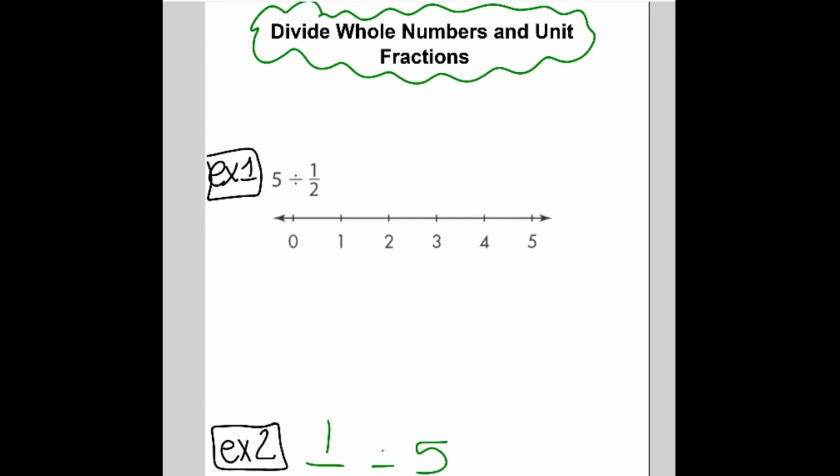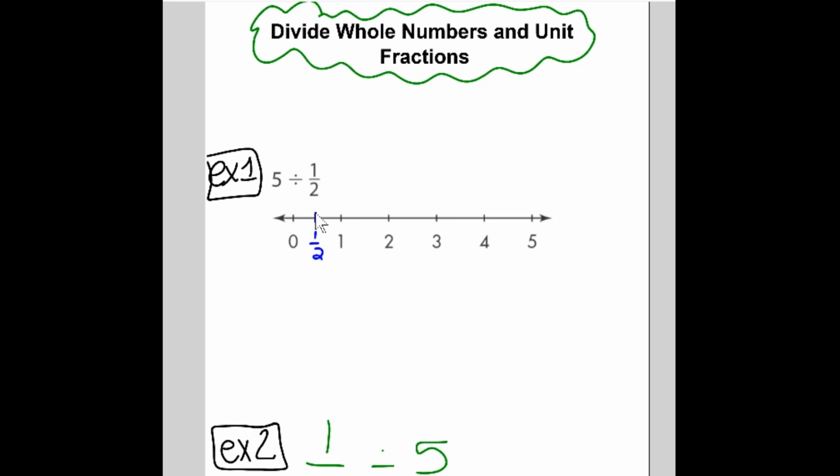All right, Super Friends, we are going to divide whole numbers and unit fractions. If it has a number line, I'm going to show us how to use the number line, and then we're still going to do our keep, change, flip. So for example 1, it says 5 divided by 1/2. What that means is that we're starting from 0 to 5, and we're going to jump every half of a line. Remember, between two numbers is always a half.